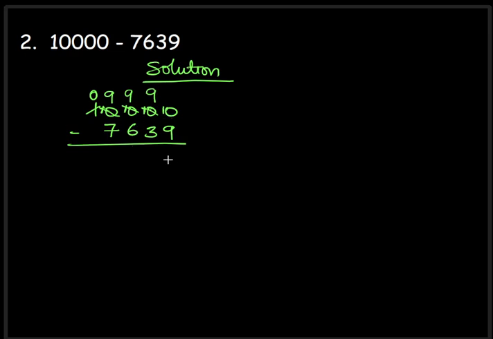And this will give us 10 minus 9. That will be 1. 9 minus 3 would be 6. 9 minus 6 would be 3. 9 minus 7 will give us 2. And then our 0 can come down here. So our answer there will be, ignoring the 0 at the start, 2361.